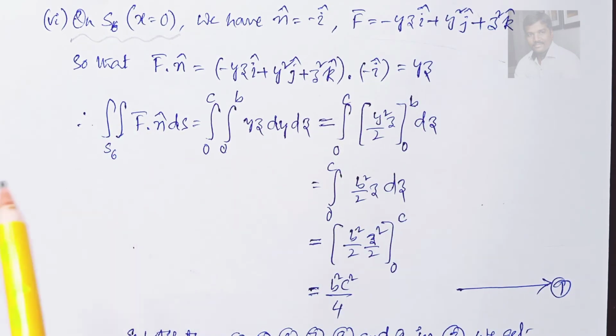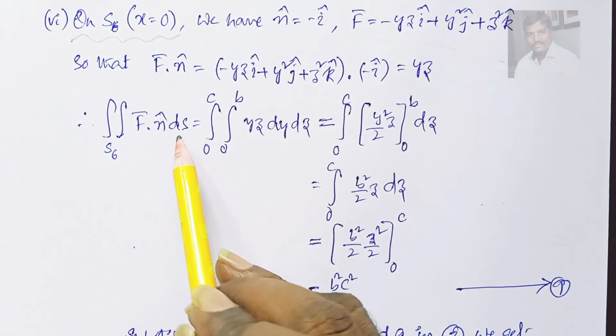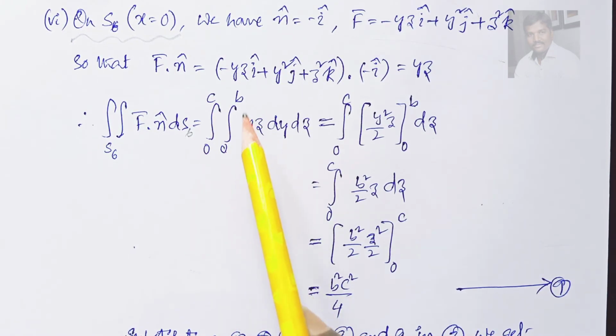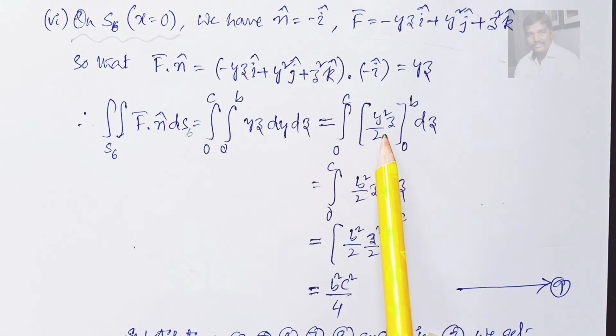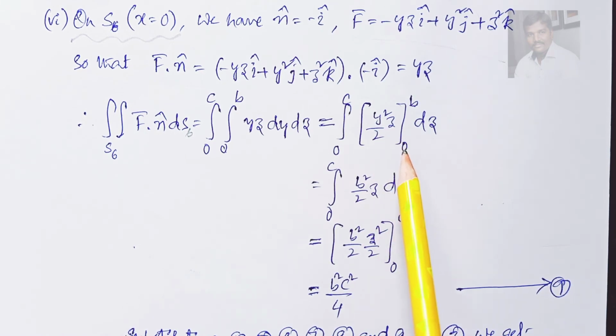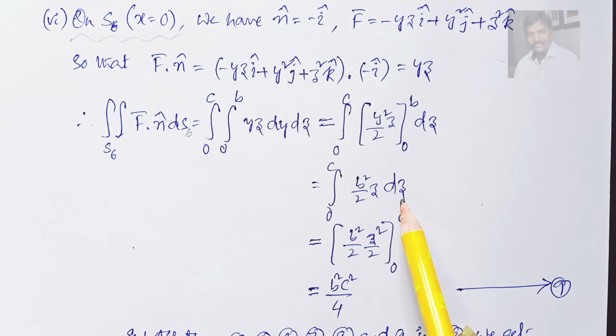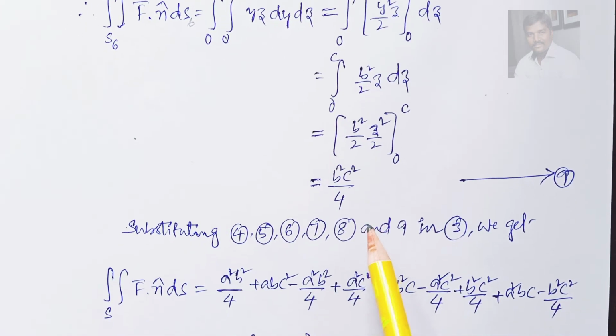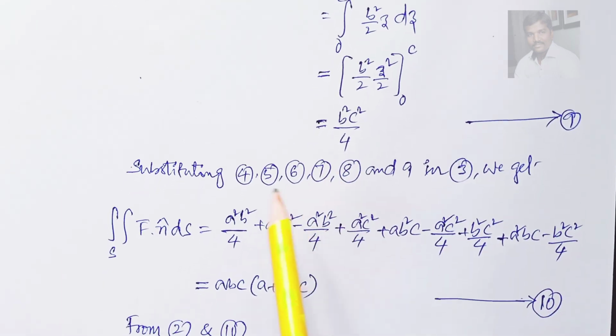So the double integral over S6 of F bar dot n cap dS6 is equal to, here, dy dz. Take the y and z limits. First I did the integration with respect to y, y square by 2, z from 0 to b, giving b square z by 2. Next, integration with respect to z, b square z square by 4 from 0 to c, so that is b square c square by 4. That is equation number 9.